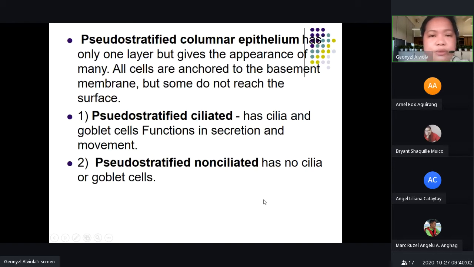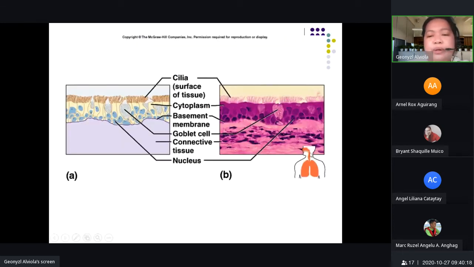Next, we have the pseudostratified epithelium. Only one layer but it gives the appearance of many layers. There is pseudostratified ciliated, and there is also pseudostratified non-ciliated, which has no cilia or goblet cells. Example, the respiratory tract, the bronchioles. So you will see this in the respiratory tract.